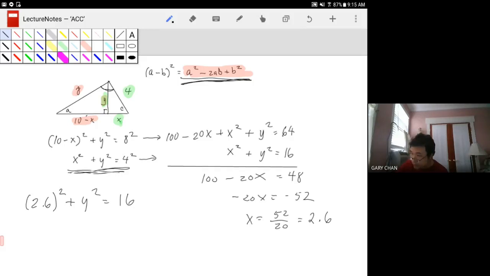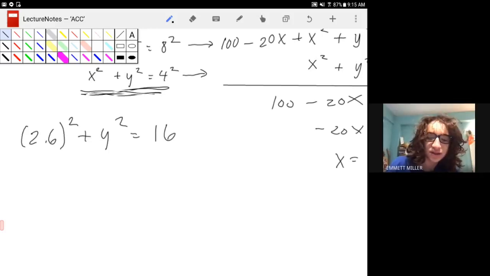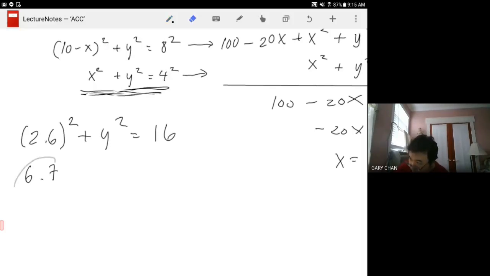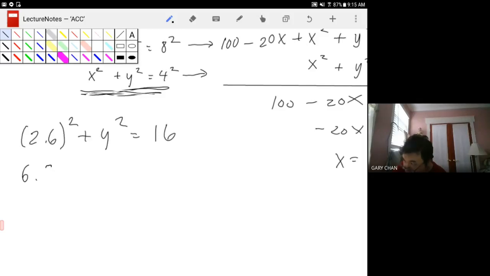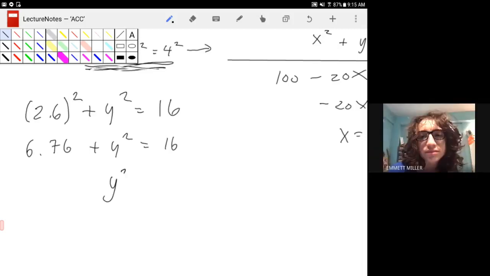Okay, and again, we're just going to go through and knock this out. So 2.6 squared. Michael, what is that? 6.76. Oh, actually, because I mentioned in the instructions to not round until the very end, let's hold off on doing that. I didn't round. It's just 6.76. Okay. So plus y squared is equal to 16, and then we're going to subtract this from both sides. What is it?